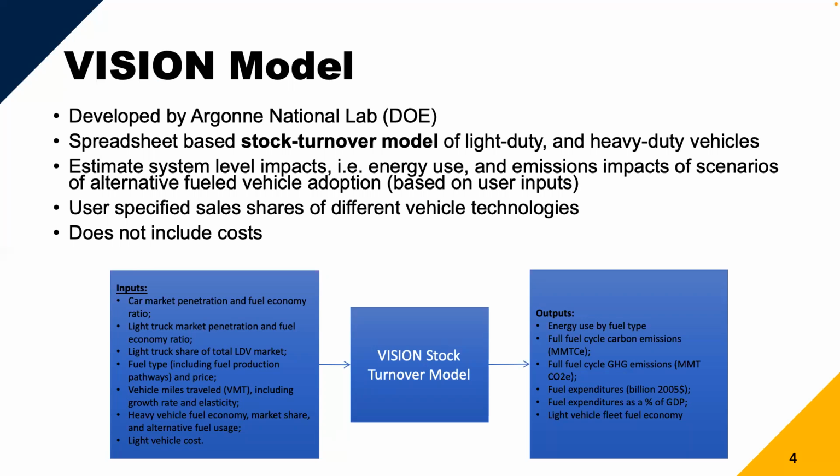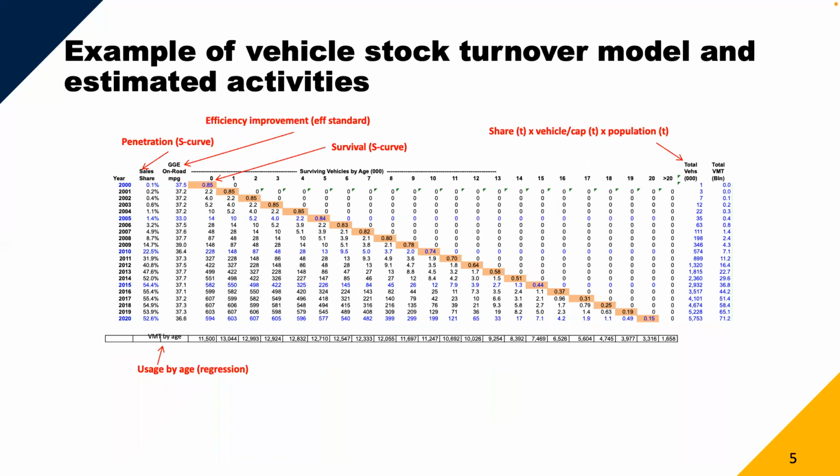And then you have user specified sales shares of different vehicle technologies. So the nice thing about this is we can do all sorts of inputs for different fuel types. So if you want to look at new vehicle technologies like electric vehicles or hydrogen vehicles, it's a pretty easy tool to use. It's a spreadsheet based model.